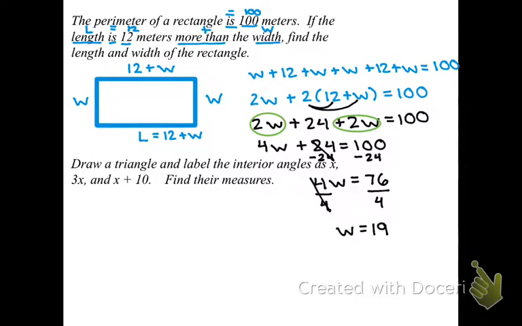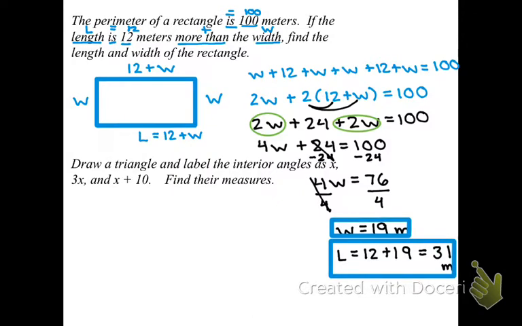We haven't answered the question, though. It says find the length and the width of the rectangle. If we know that the width is 19, my length is 12 more than that. So my length is 12 plus 19, which gives me a total of 31. Also keep in mind that this problem gives units, which are meters. So really, we should have 19 meters and 31 meters for our two solutions.